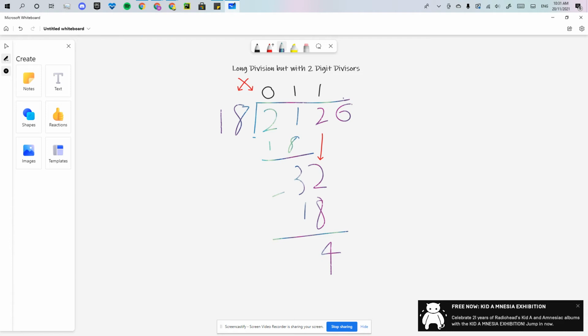18 can't divide into 4. So the next step is to bring down. That's correct. We have to bring the last digit all the way down to combine with the remainder. So instead of 4, since 18 can't divide into 4, if you bring down the 6, which is the last digit, it changes its value to 46. So 18 can divide into 46.